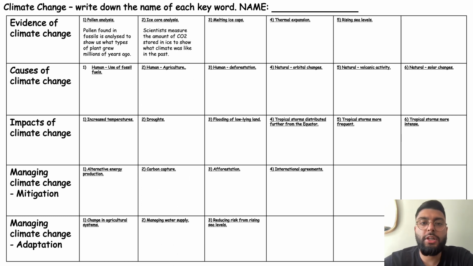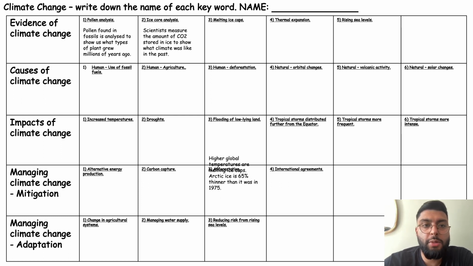Another example of long-term evidence is ice core analysis. So scientists can measure the amount of CO2 and other gases in an ice core taken from an ice cap on planet Earth to find out what climate was like in the past based on the composition or the makeup of different gases. Some of the ice cores in Antarctica can give us information about what the climate was like up to 800,000 years ago. That is also a long-term piece of evidence for change during the Quaternary period.